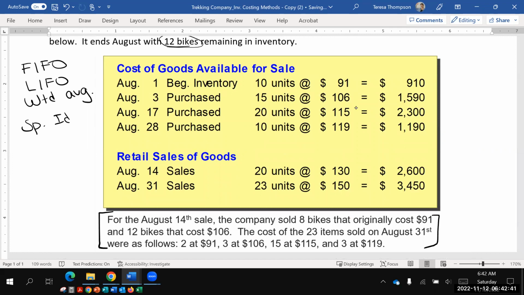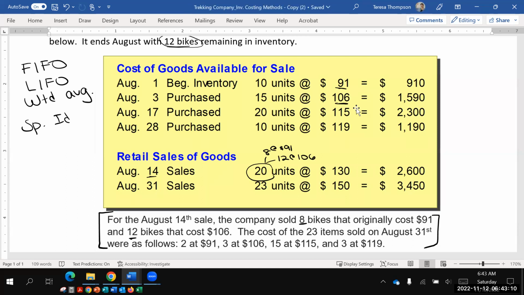So see right there at the information at the bottom of the table, it tells you for this August 14th sale, for the 20 bikes sold, 8 come from the 91 purchase, 12 come from 106. So they have to tell you exactly what composed this batch of sales here. 12 at 106, 8 at 91. They have to spell it out for you because it's not a cost flow assumption.